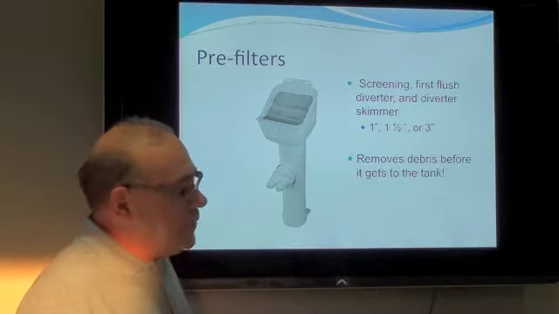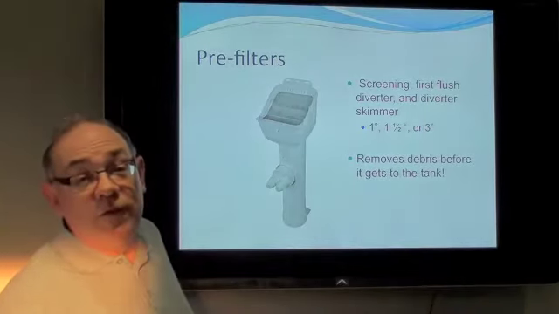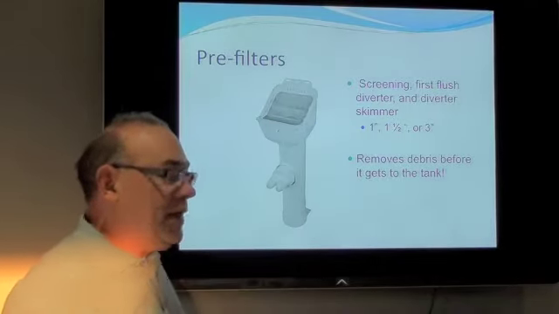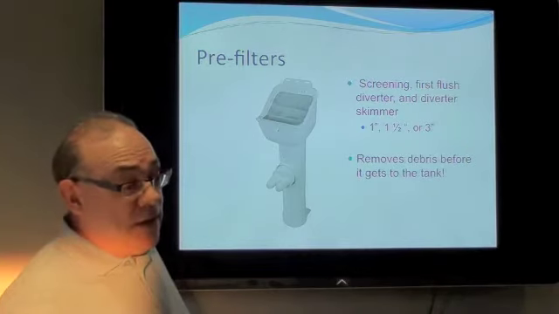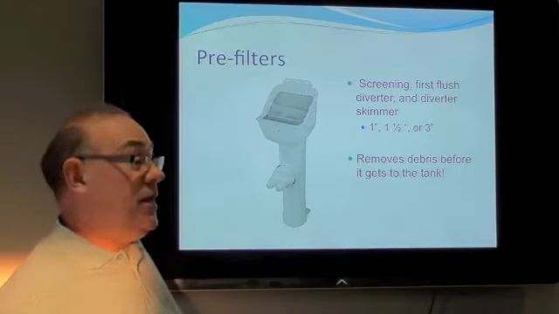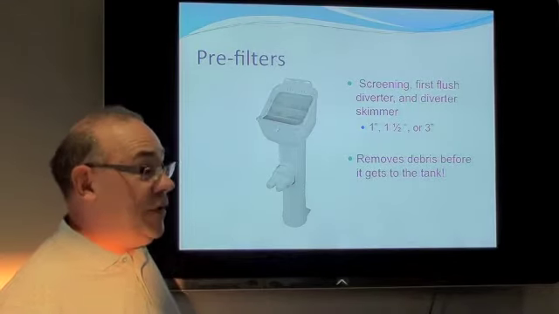First flush diverters are really designed to remove the first flush of any rainfall from the storage tank, not allow it in there. The theory is the first flush will have most of the contaminants, the existing dust and the things that have accumulated between the raining cycles.